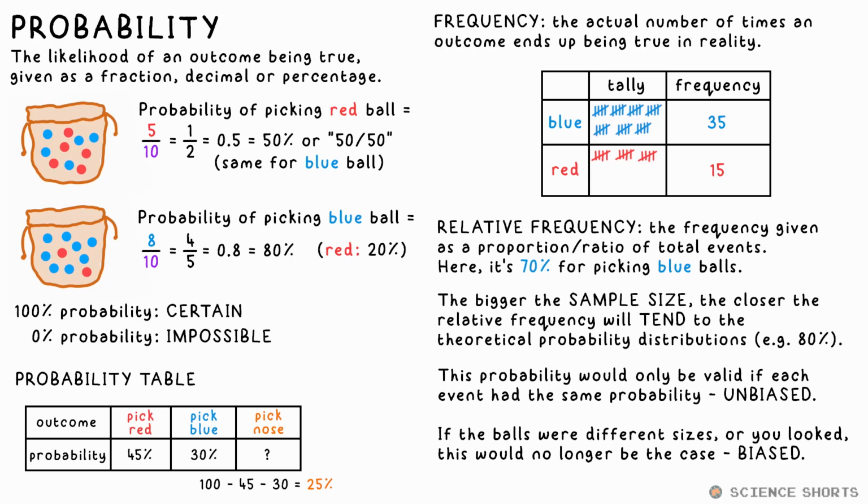But the more times you repeat these kind of tests, the closer this relative frequency will get to the calculated theoretical probability. We say that if the sample size is larger, then the relative frequency will tend towards the theoretical probability distributions. To tend just means to get closer to, distribution just means how the outcomes are spread.